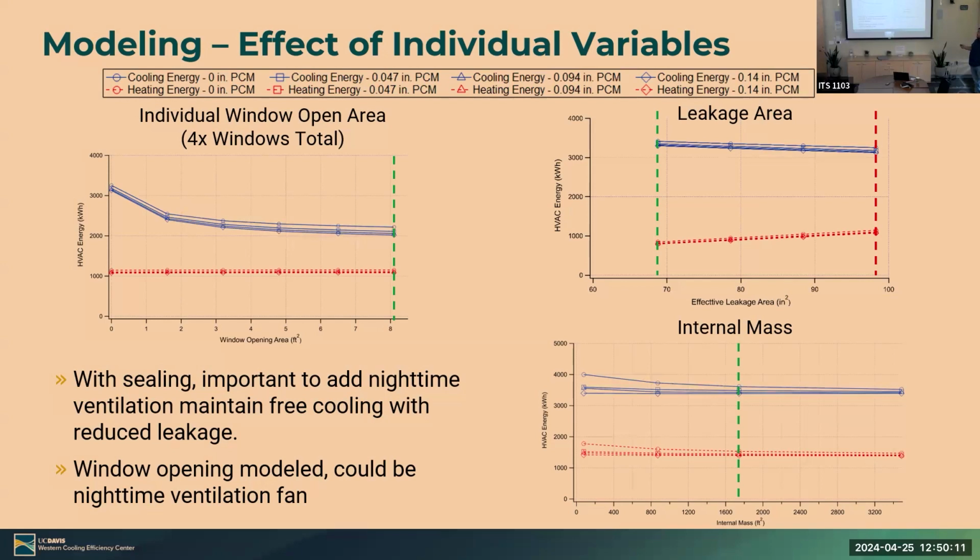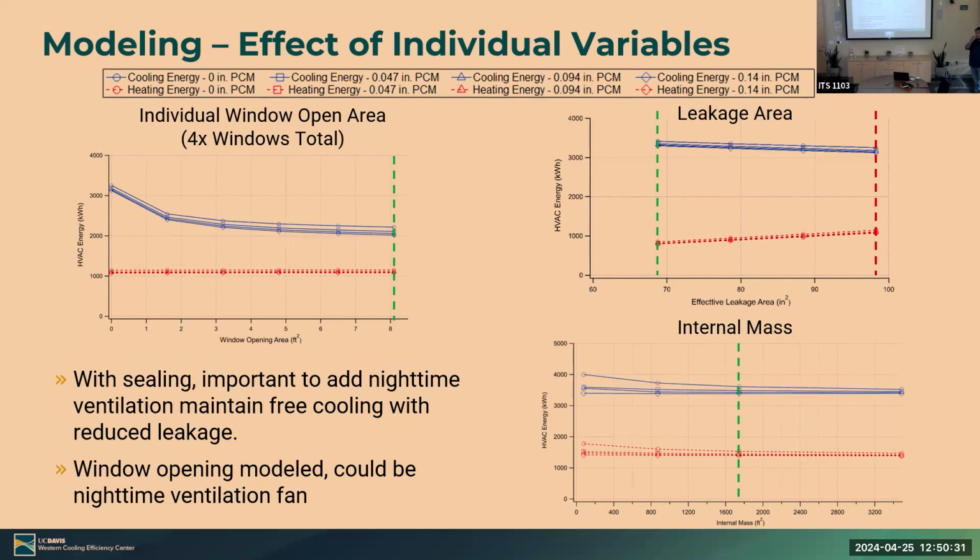parameters. I'm going to start with the right over here. We had a leakage area. So this is an unsealed home. This is a sealed home. The effects of PCM don't really change as you go with sealing, but you can see that the standard cooling cost increases, heating cost decreases because you're losing on that free cooling.